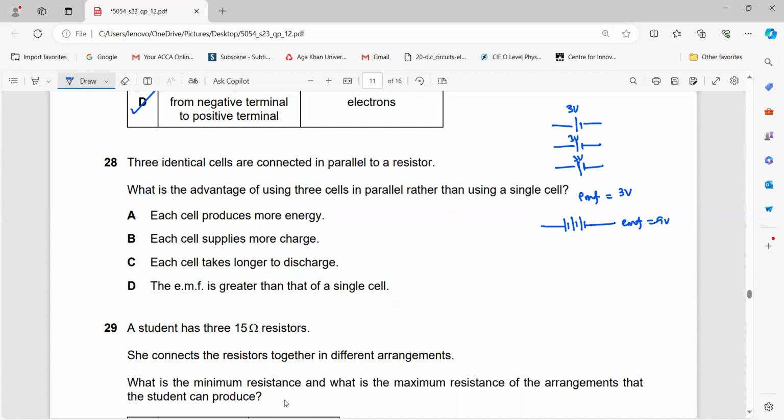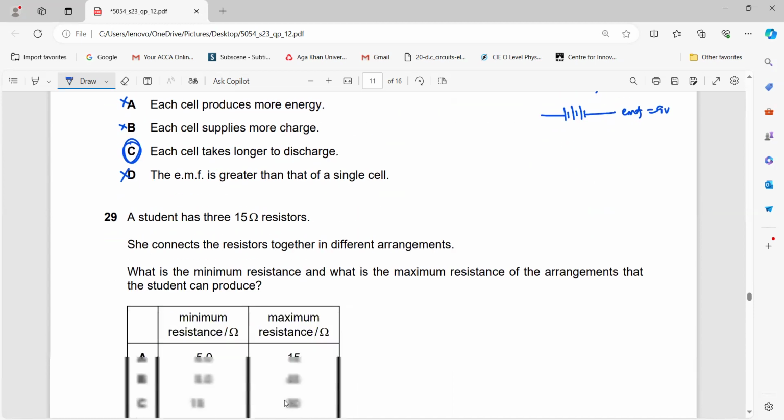So even if one cell runs out, the circuit still works. The circuit works longer. Each cell produces more energy? No, they produce the same energy. Each cell supplies more charge? No, because they're identical, they supply the same charge. Each cell takes longer to discharge? What do you think? The EMF is greater than that of a single cell? No, the EMF is the same. So I guess C is the answer. Each cell takes longer to discharge, so the circuit works for a longer period of time.